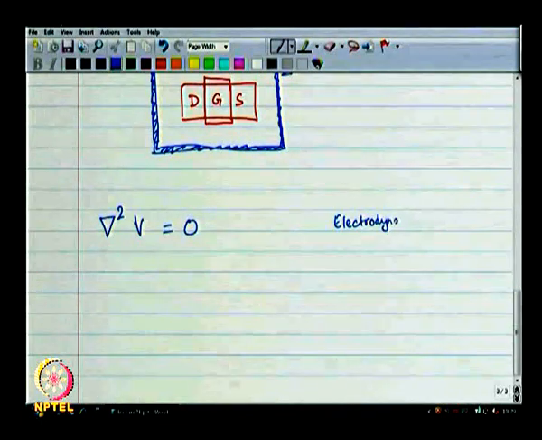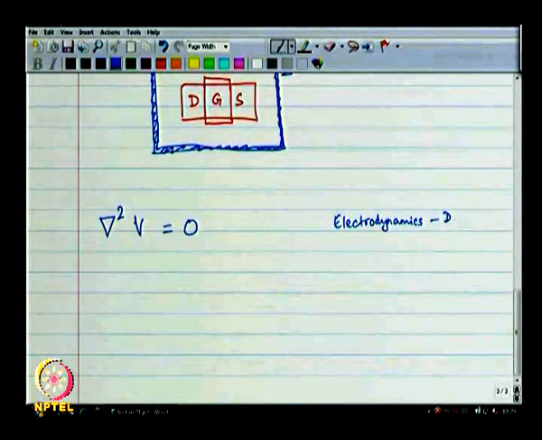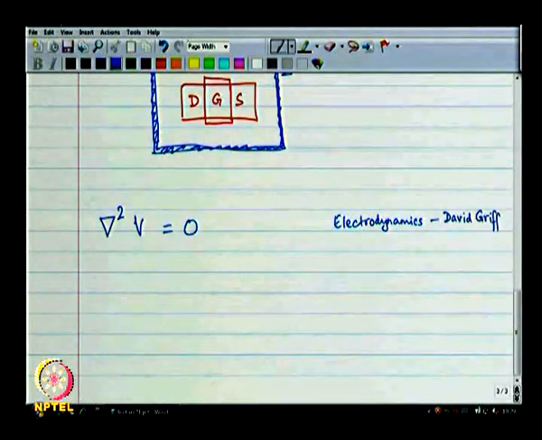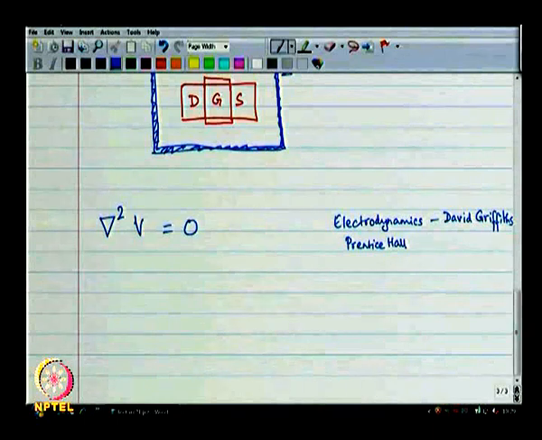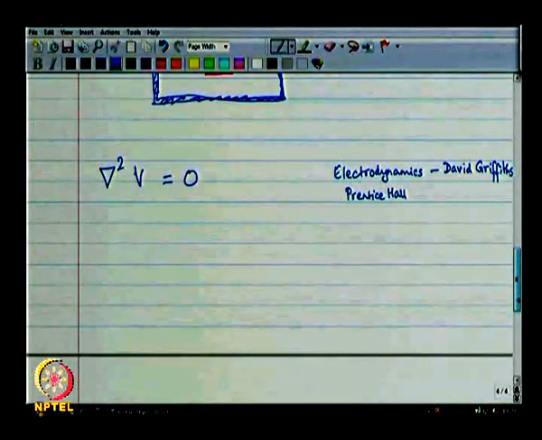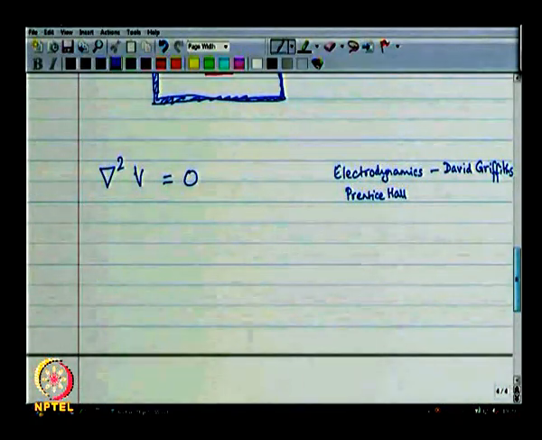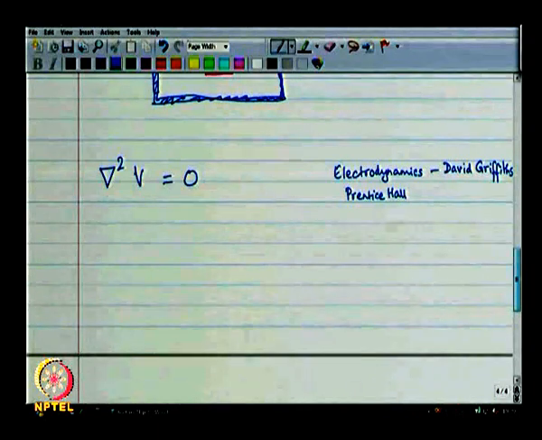Electrodynamics by David Griffiths. Prentice Hall, as far as I remember. I refer you to that. This was chapter 2 probably.